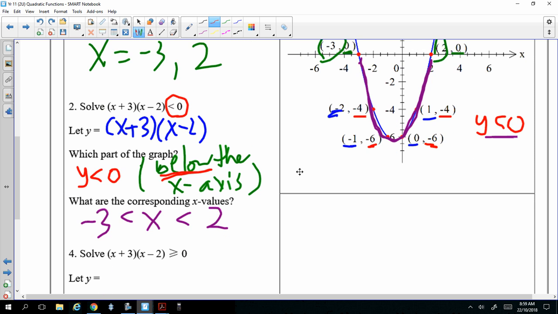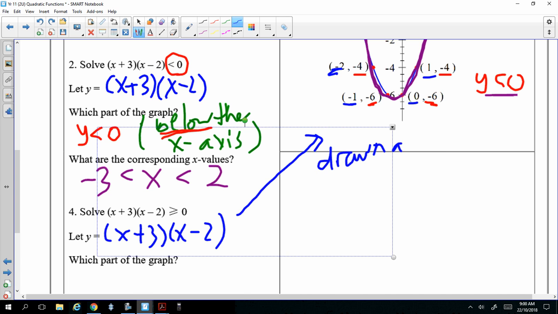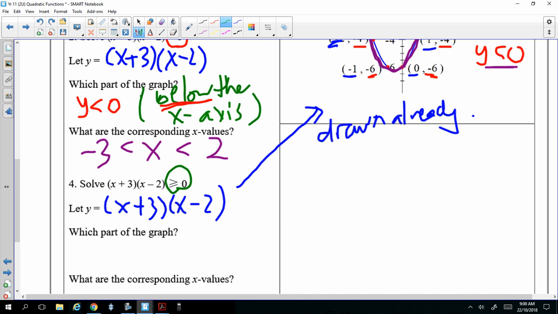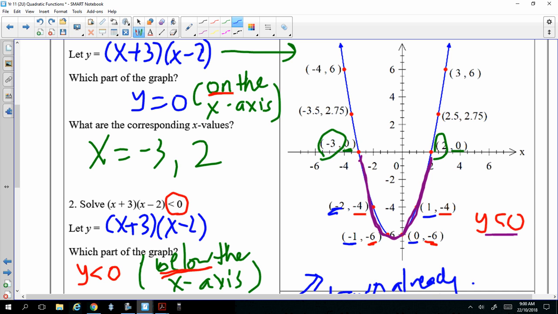So for this one, again, the first step is to let y equal to (x + 3)(x - 2), which is already drawn. Then which part of the graph? Bigger than or equal to 0 means it's on or above the x-axis. On or above. So that's when the y values are positive. All the y values are positive. If I underline this, y bigger than or equal to 0. All this has y bigger than or equal to 0, and the corresponding x values are these numbers.